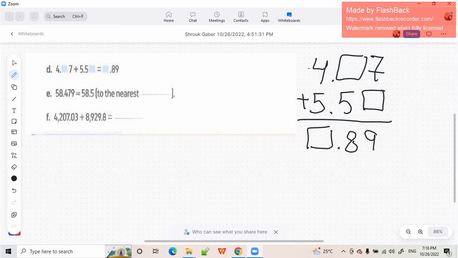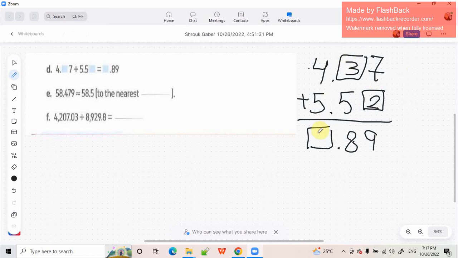How can we find the missing number? 7 plus what equals 9? Count after 7: 8, 9. So 7 plus 2 equals 9. Now, what is the number? Plus 5 equals 8. Count after 5: 6, 7, 8. We have 3, so 3 plus 5 equals 8.